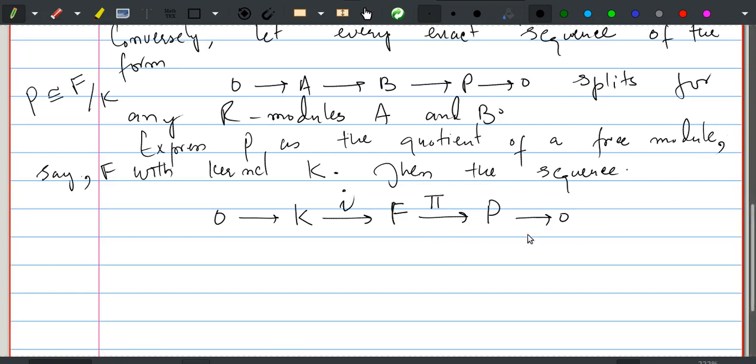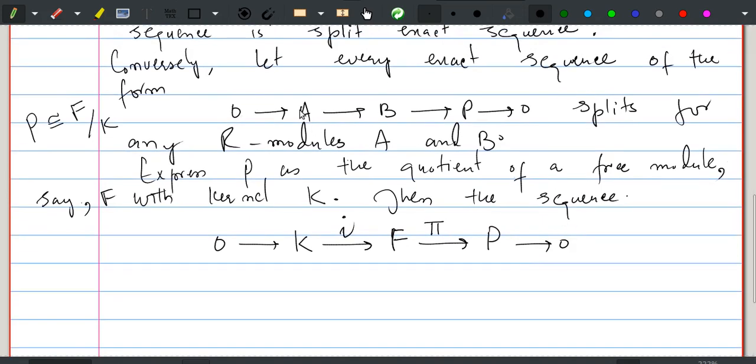So this is the exact sequence, but at the first place we have assumed that every sequence of this type splits. So here we have P and there is no restriction on A and B. A and B can be arbitrary modules, so in place of A and B we have K and F. So by assumption this sequence splits. So the sequence is obviously exact. Hence by assumption this splits.